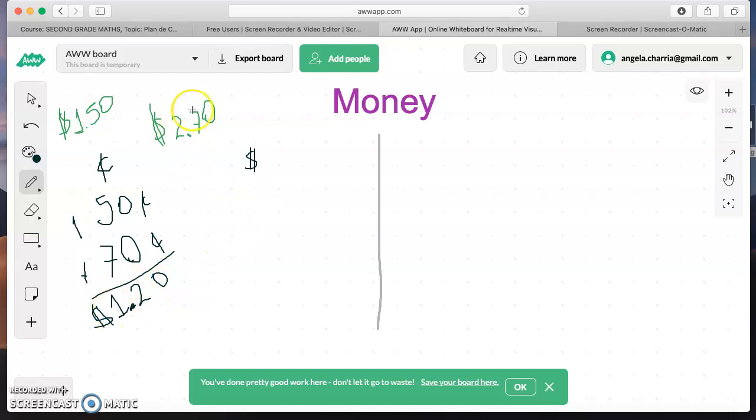Okay, and then we add the dollars. It would be $1 plus $2. That gives you a total of $3, right? And then you have to add these $3 plus this $1.20. $3 plus $1.20 gives you a total of $4.20. Okay, that would be the answer.